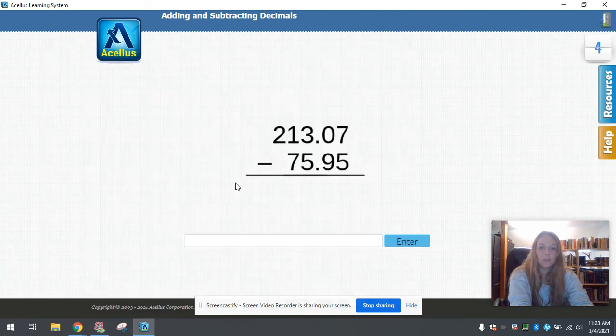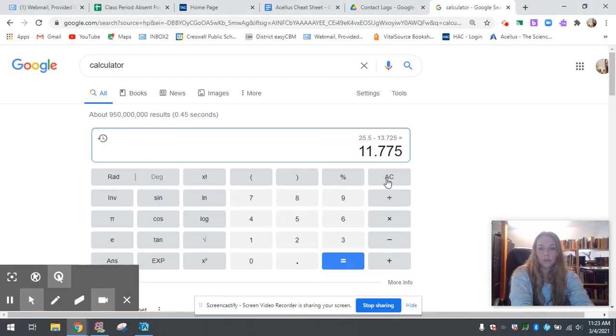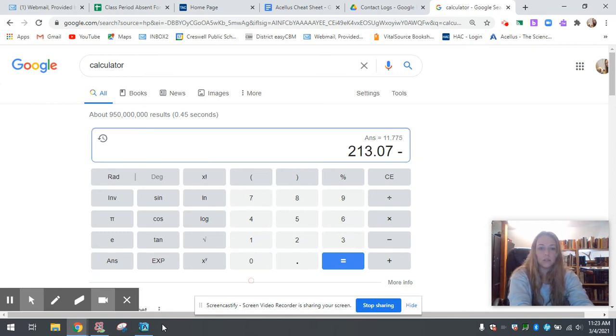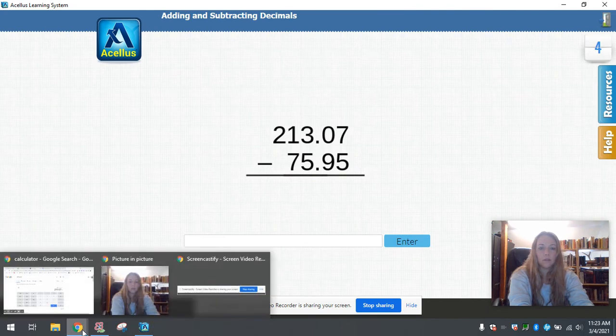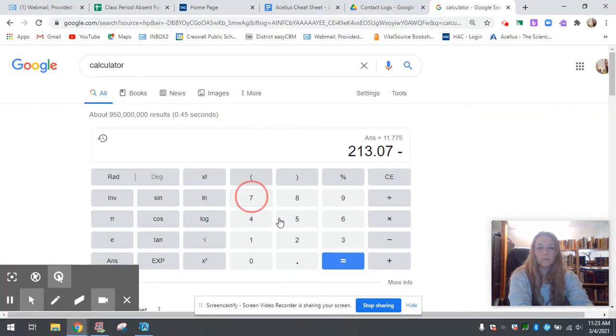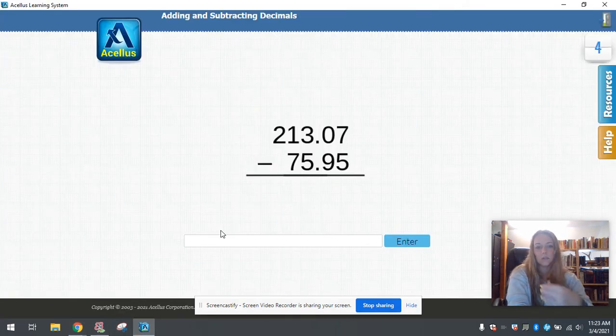Okay, next one, 213.07 minus 75.95. Let's see if this is being better. 213.07 minus 75.95. All right, I get 137.12. That makes sense.